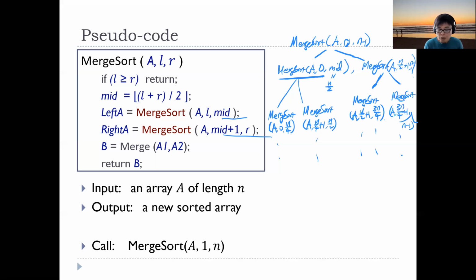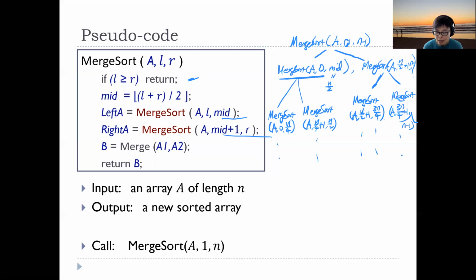So the algorithm would recursively keep splitting until the end. When do we stop? We stop when we meet the termination. You keep cutting until the subarray that you're going to call your MergeSort on becomes only of length 1 or 0. That means that we don't need to cut anymore because this is already sorted. Okay, so then we return.